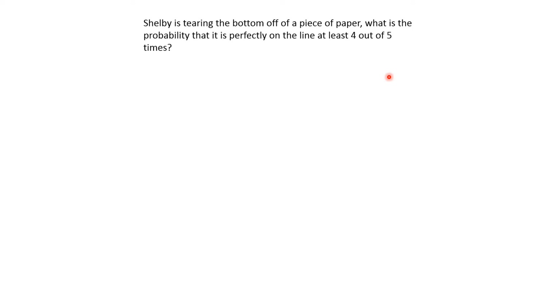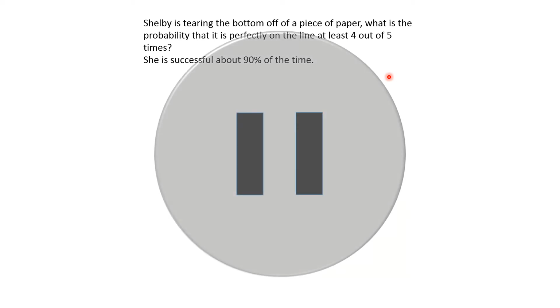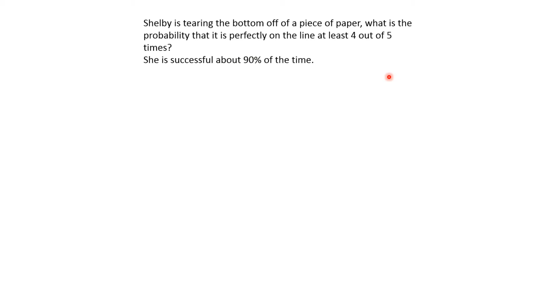But before we do that, we do need another piece of information. Let's say she's successful about 90% of the time in tearing. And so you can try this. Set it up. You have to set up 2 of them. Set up the probability that it happens 4 times plus the probability it happens 5 times. And see what you get. Alright, so if there's 2 of them, the nice thing is the 5 times one is way easier. And so your setup should look kind of like this.